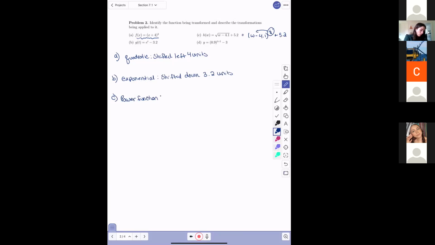Good. All right. Are we shifting left or right, or up and down, or both? Is it right and then up? Yep, we're going right and up, so we're shifted. How many units right? 4.1. 4.1, and then up 5.2 units. Okay. Any questions there?